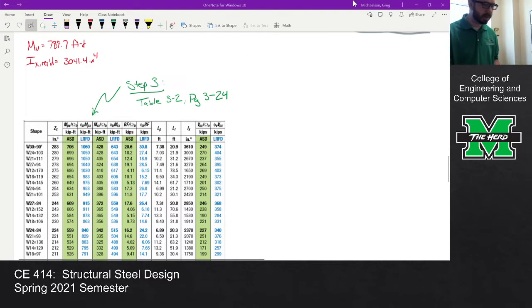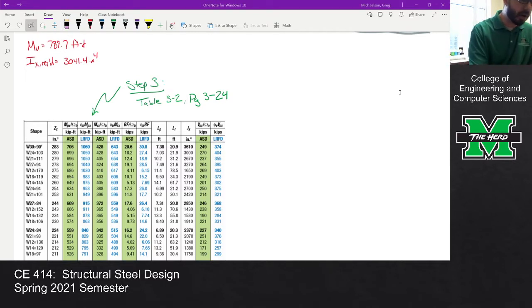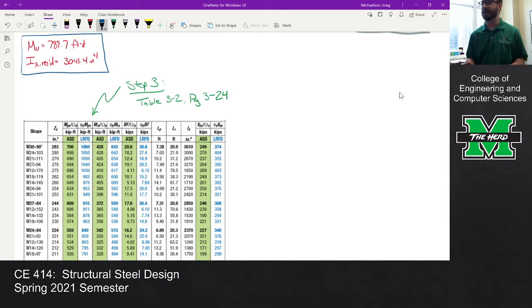All right, so let's see if we can clear up if there was any confusion on looking up some of these values. So this is where we ended up with our example on continuously braced beam design. And if you recall, the first thing to keep in mind is that after all of your analysis, you should end up with two values. You should end up with your required moment value and your required moment of inertia.